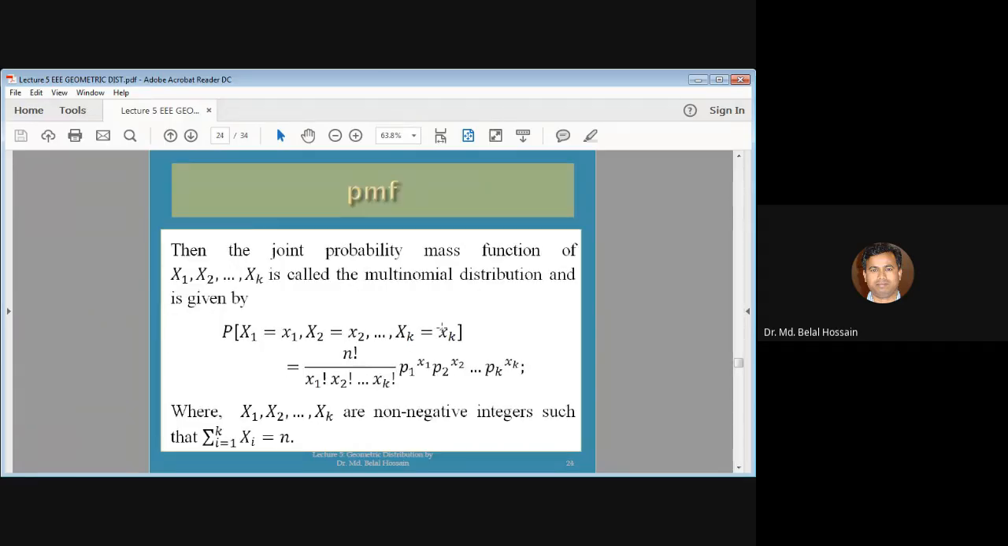Now the PMF of this x1, x2, xk, called the multinomial distribution, is given by probability of X1 equals x1.